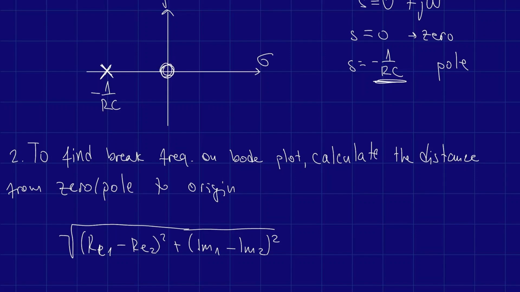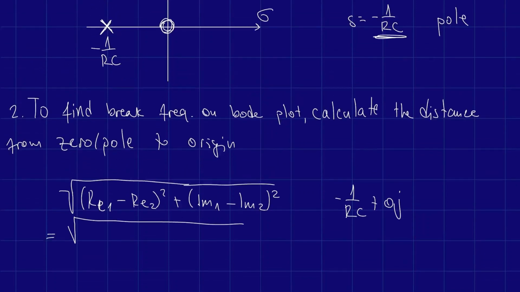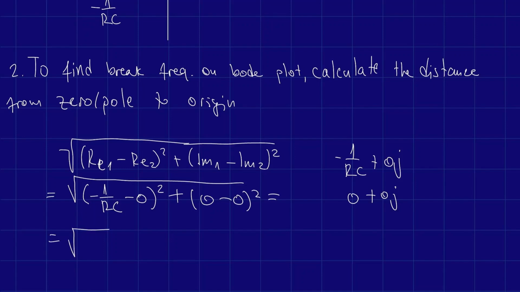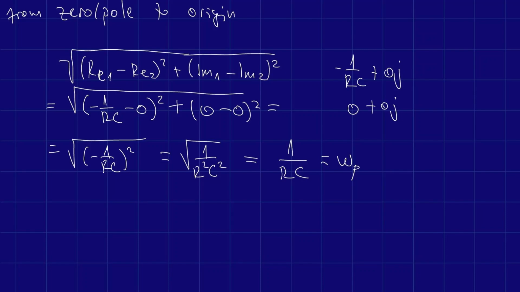But let's start with the pole. So here we have 2 points, -1 divided by RC plus 0J, because there's no imaginary part, and the second point is 0 plus 0J, which is the origin. So we have the real part of the first one, which is -1 divided by RC, minus 0 squared, plus 0 minus 0 squared. So this is equal to the square root of (-1 divided by RC) squared, which is equal to the square root of 1 divided by R squared C squared, which is equal to 1 divided by RC, which is equal to the break frequency of the pole. We'll just write p here.